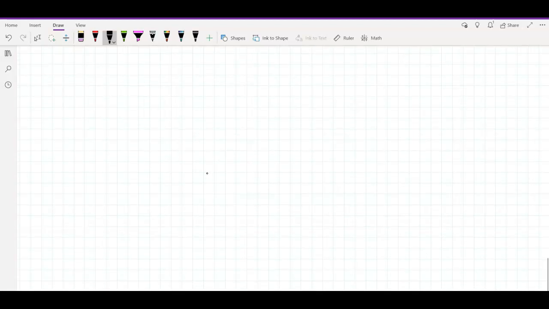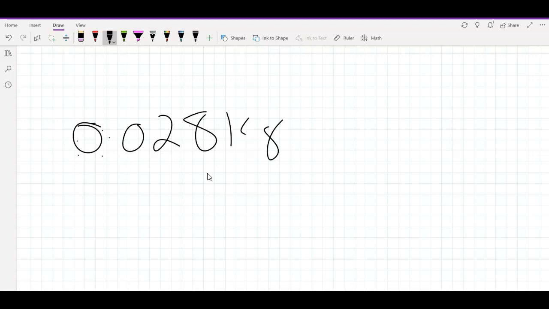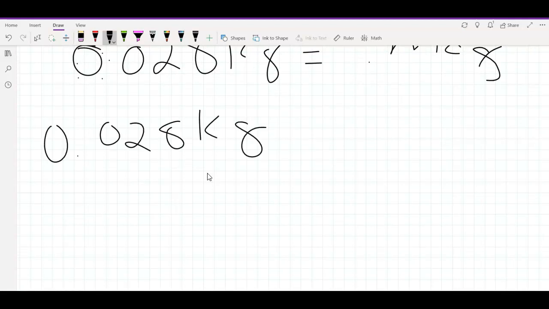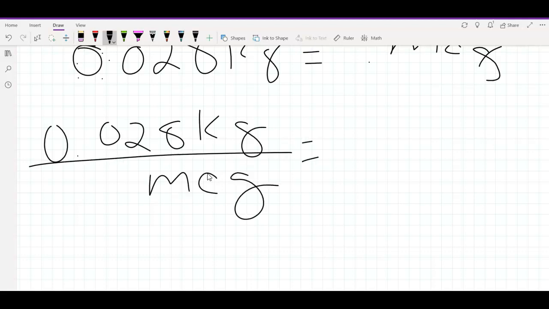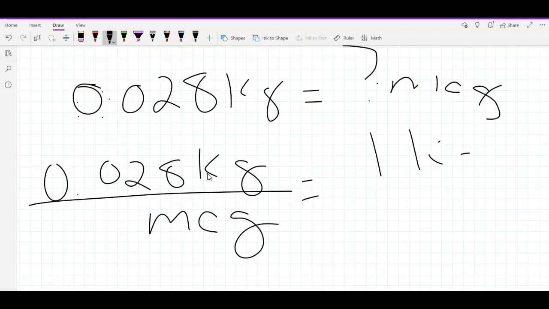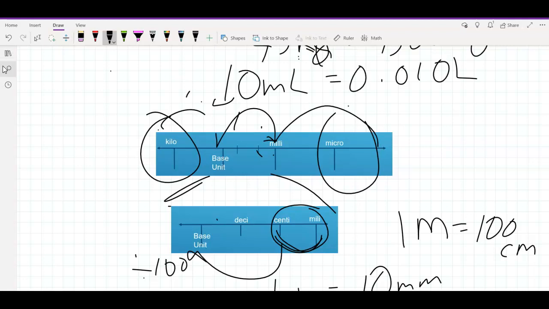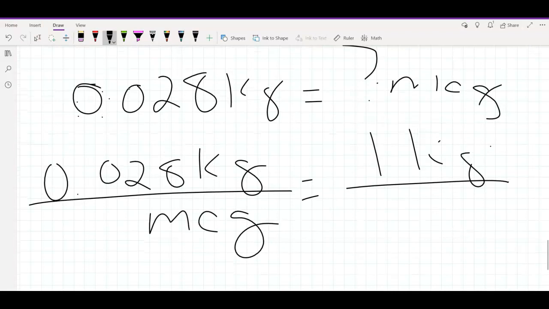Say we have 0.028 kilograms, and we want to convert that to micrograms. Set up a proportion. 0.028 kilograms is to how many micrograms? And we know 1 kilogram equals, and if you don't remember it right away, look back at your line. Here's kilo, and here's micro. So that's 3, 6, 9 zeros. So a 1 with 9 zeros on the back of it. So 1 kilogram is a 1 with 9 zeros, or a billion micrograms.